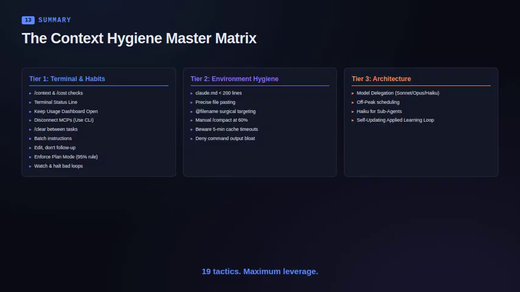Tier 3 covers architecture: model delegation across Sonnet, Opus, Haiku, and a reviewer model, off-peak scheduling, using Haiku for sub-agents, and a self-updating applied learning loop. Put all 19 together, and you're not just saving tokens. You're operating at maximum leverage.